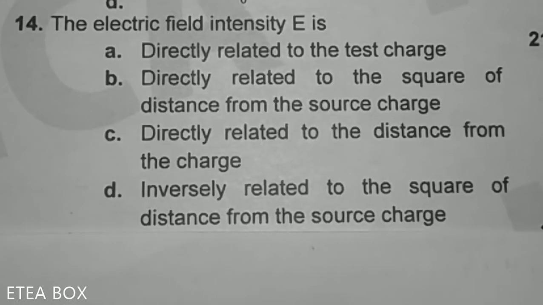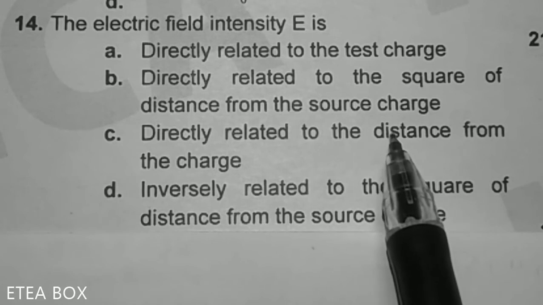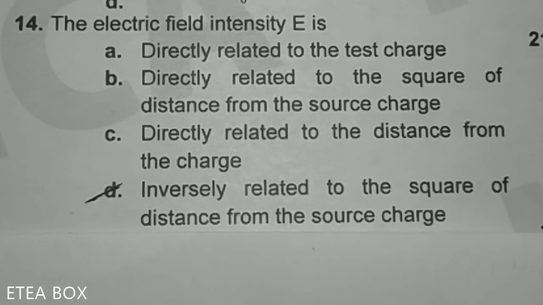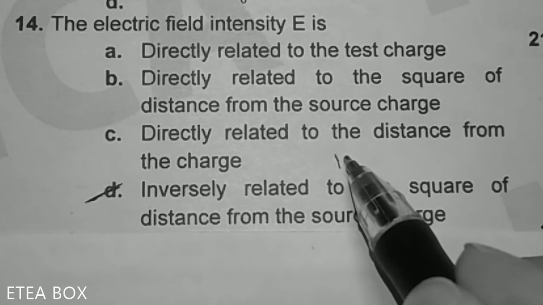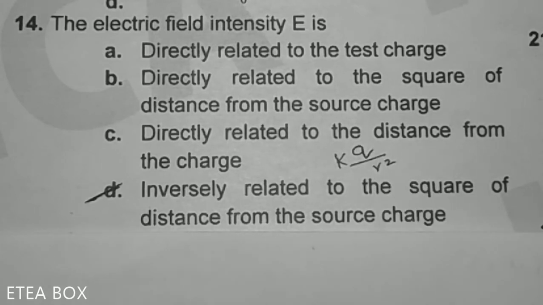Electric field intensity is directly proportional to the test charge. No. Directly related to the square of the distance from the source charge. Look, D: inversely related to the square of the distance from the source charge. We know that electric field intensity is equal to KQ divided by R square, where Q is the source charge. This Q is a source charge, so it is inversely related to the square of the distance from the source charge.